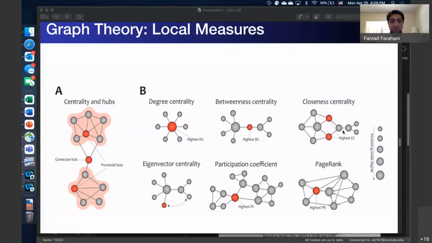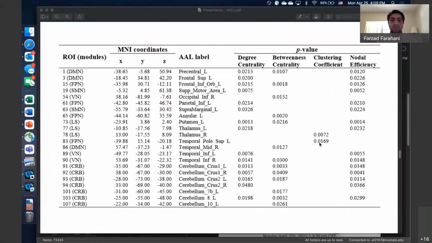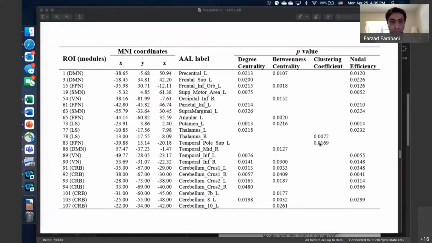And we can go to the next slide just to show some results. For example, in this study, in this table, you can find some of the most informative and most significant changes between morning and evening. The first column is the region of interest number. The second, third, and fourth are the MNI coordinates of those regions in the brain. The next column is the name of those regions. And then we can see the p-values for 4 different local measures that are mostly correlated. In the first one, degree centrality, the values in the table are the significant p-values detected between the morning and evening sessions.